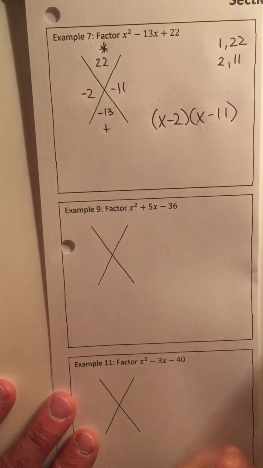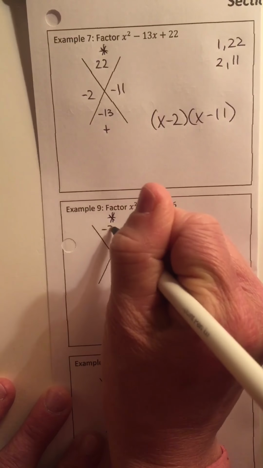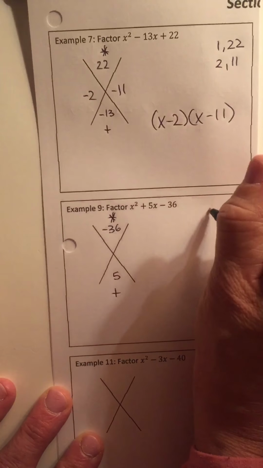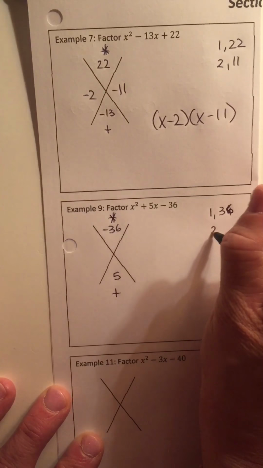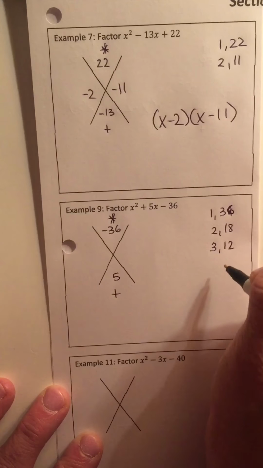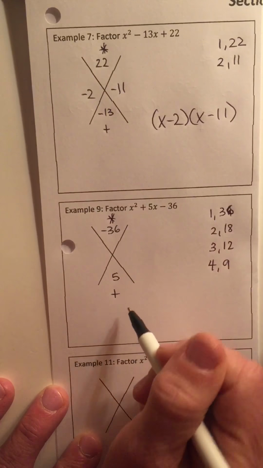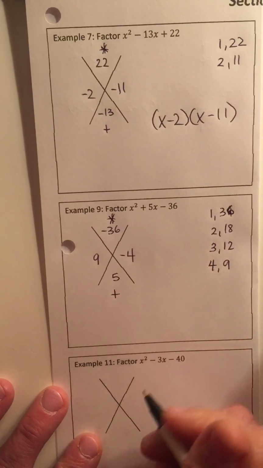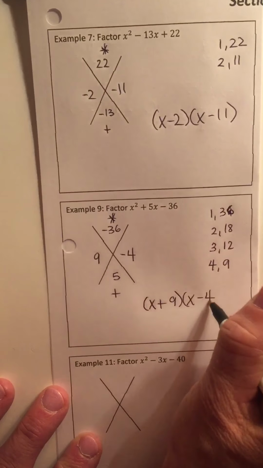Example 9, x squared plus 5x minus 36. So we're going to multiply to negative 36 and add to 5. Our factors of 36 are 1 and 36. 2 and 18. 3 and 12. 4 and 9. They are 5 apart. If I make it a positive 9 and a negative 4, it's going to multiply to negative 36 and add to 5. The binomials are x plus 9 times x minus 4.